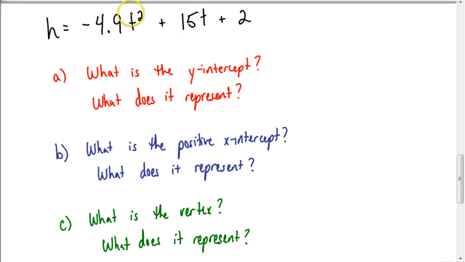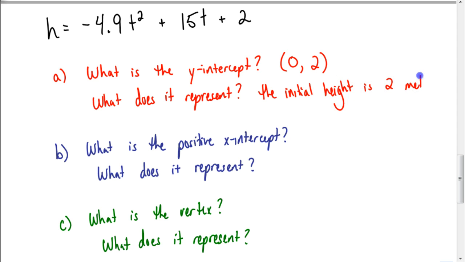But first, let's go back and figure out what the y-intercept is. Again, the y-intercept is where x, in this case t, is 0. And if you put 0 in there for t, you end up getting 2 as your answer. So for this, the y-intercept represents the initial height is 2 meters. Everything here is going to be in meters this time because our equation starts out with negative 4.9. So that means that they took half of 9.8, meaning that everything would be in meters here.